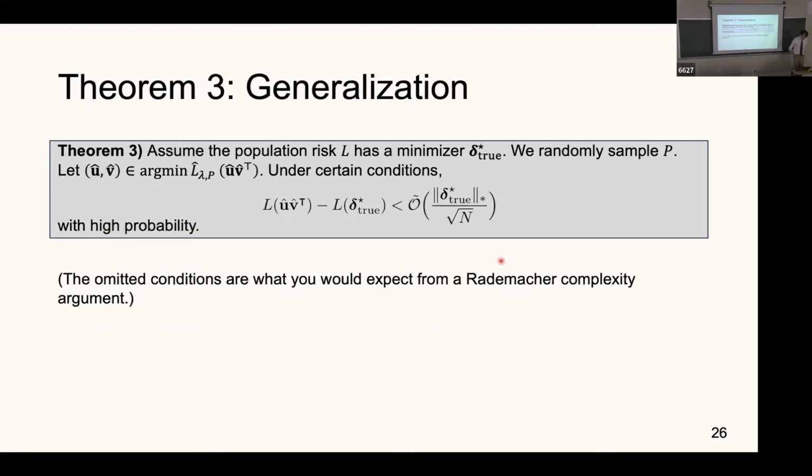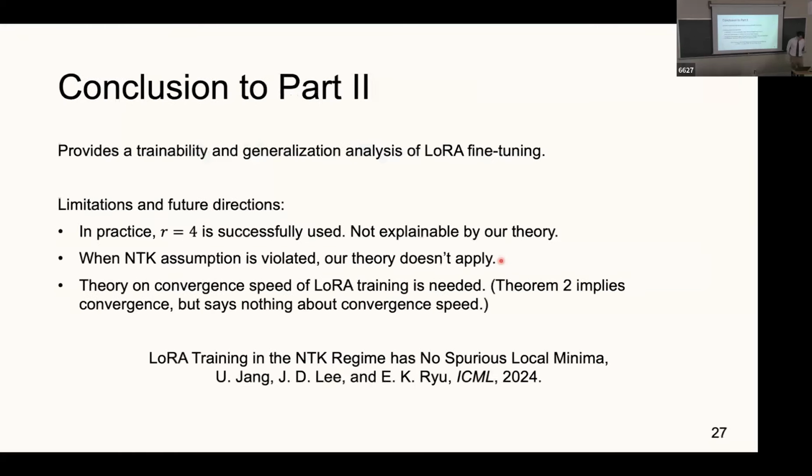Okay, and I'll just quickly mention that in this work, we also touch upon the issue of generalization. Under certain very strong assumptions, we're able to do a Rademacher complexity argument to show that the minimizer that we found through LoRA fine tuning is going to generalize well. So in this work, we provide a trainability and generalization guarantee for this parameter efficient fine tuning method called LoRA. There are some limitations to this.